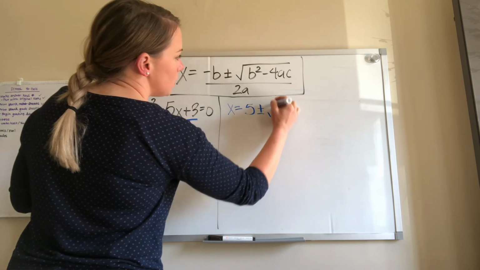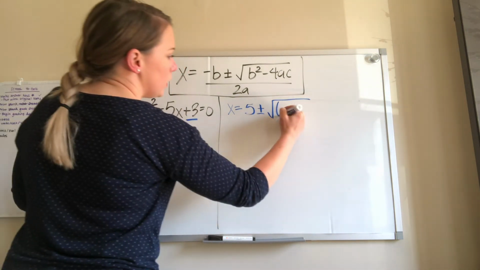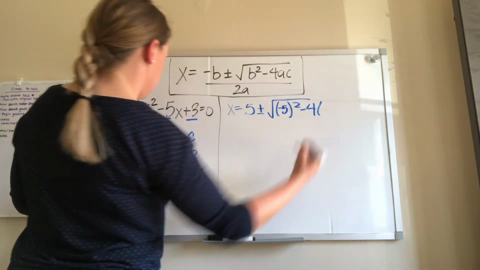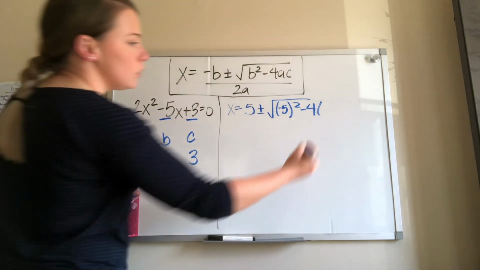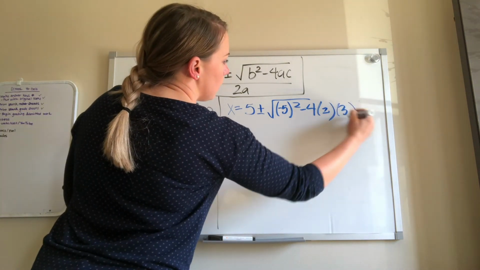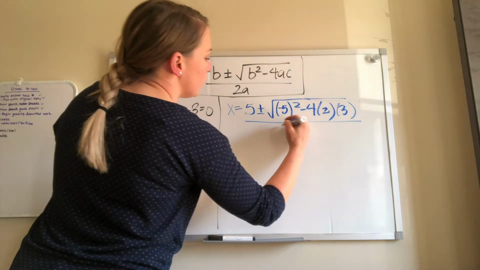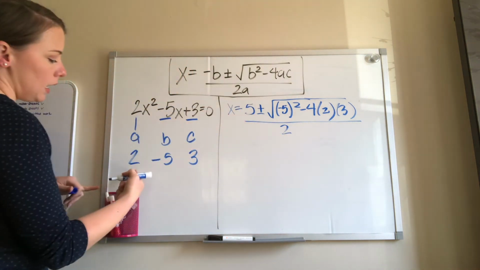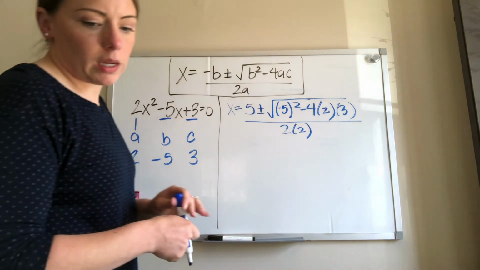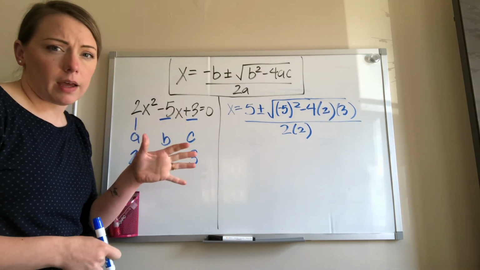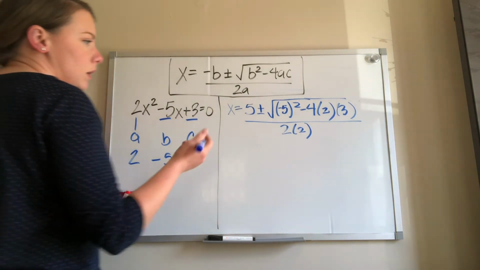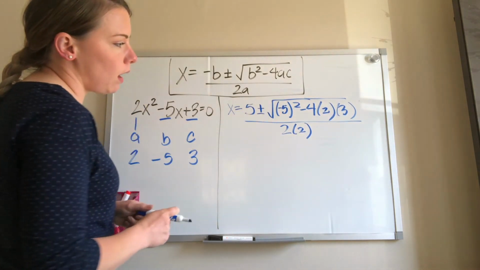Plus or minus the square root of b squared minus 4 times a, which is 2, times c, which is 3, all over 2 times a, which is 2. All right, that leads me to my step 4, which is to simplify for both the plus and the minus answers. All right, so again, I'm going to do some of this work just over top because of the lack of room I have.